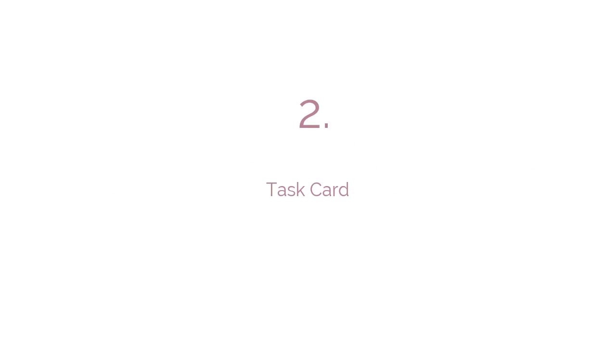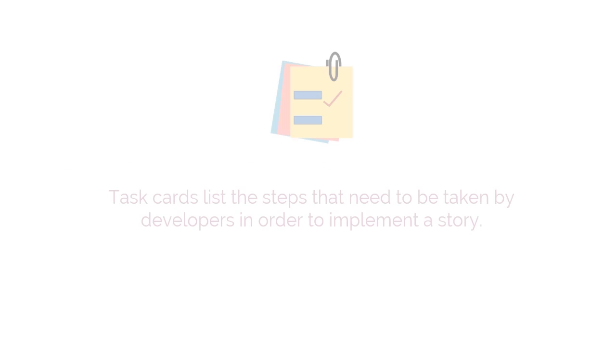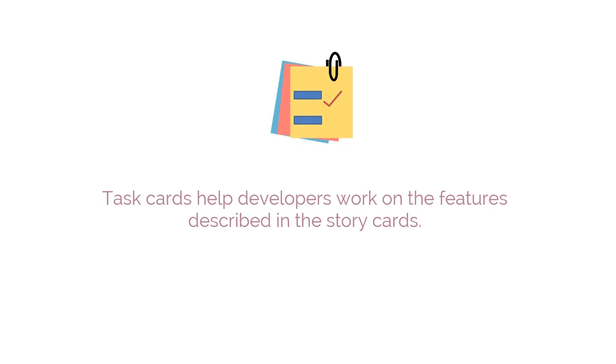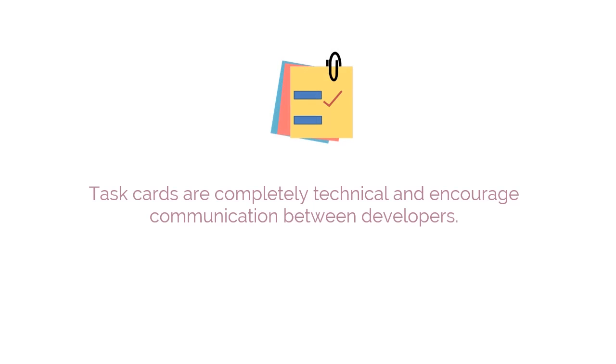The next tool is the Task Card. Task cards list the steps that need to be taken by developers in order to implement a story. Each task card is tied to a story card. Task cards help developers work on the features described in the story cards. Task cards are completely technical and encourage communication between developers.